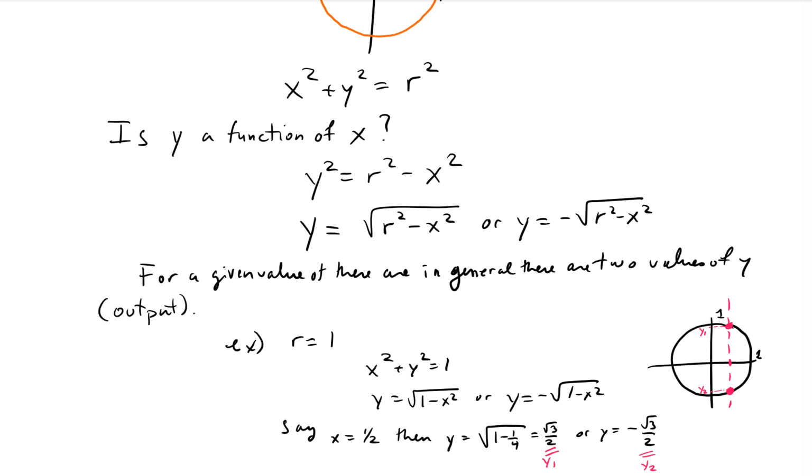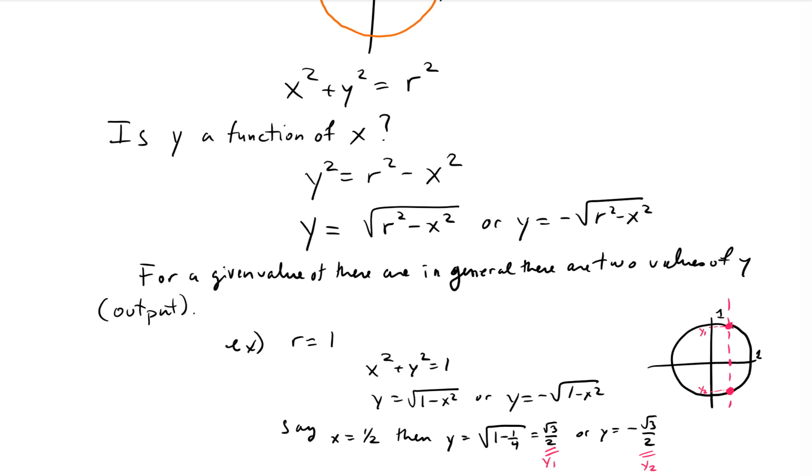So that brings us to something called a vertical line test. When you see the graph of a function, if you can do what I just did, draw a vertical line for a given value of x, and you intersect the graph in two places, well, you have two outputs, and that means you're not dealing with the graph of a function.